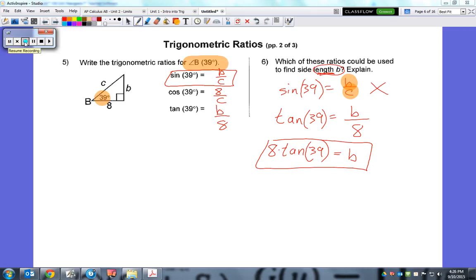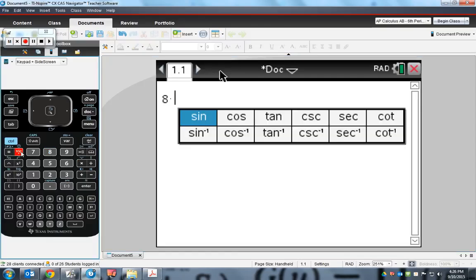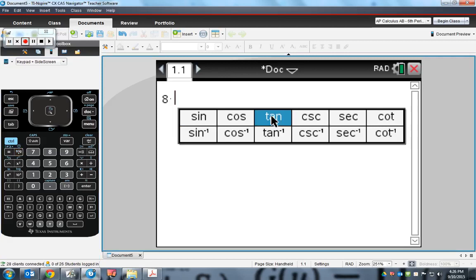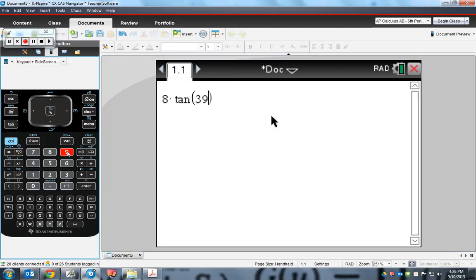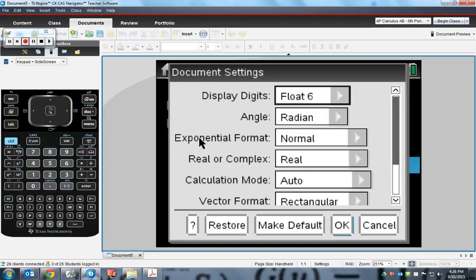We would go and press 8 tangent of 39. Okay, so let me go to the calculator real quick, and I'll put 8 times the tangent of 39 degrees, and we would press Control Enter because we want the decimal number. Now, something that you might need to learn right now is that when I'm teaching you to clear the calculator, default mode, if you were to go and press 5 settings, 2 for document settings, you're going to see this is in radian mode.